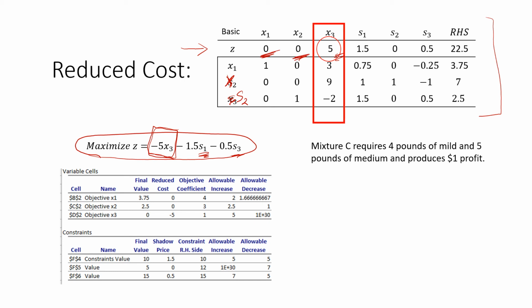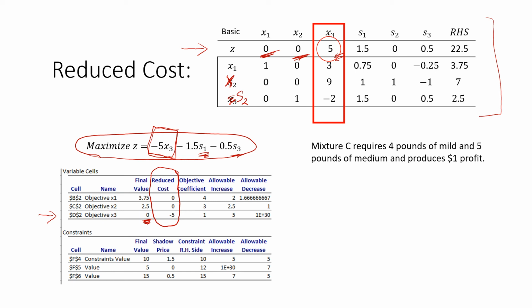What is this meaning? Well, if we take a look at our Excel output again, you can see the reduced cost is one of our columns. So it says that if you increase x3, your profit goes down by 5. And you can see that reflected in the final value. The final value says we don't produce any of x3 because it costs more for us to make it than we get in profit.